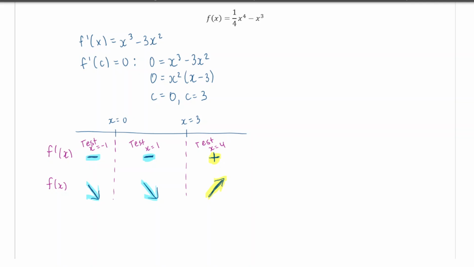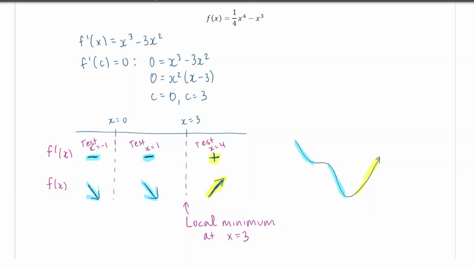If I was actually going to sketch the graph, you don't have to do this, but it would look something like this, where it'd flatten out for a second, continue to go down, and then go up. So downwards, downwards, and then upwards, and we see we have a minimum at x equals 3. So that's my conclusion here. I would have a local min at x equals 3. There is no minimum or maximum at x equals 0, because it continues to decrease on either side of that critical number.